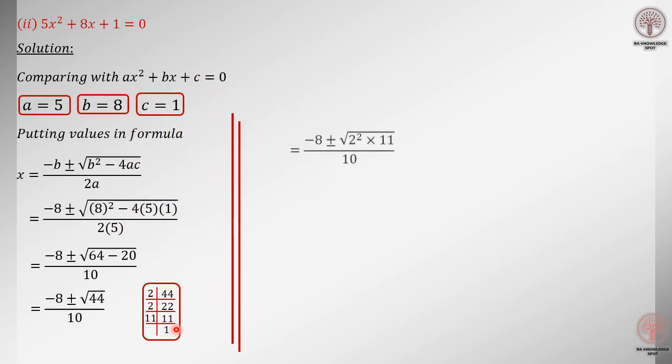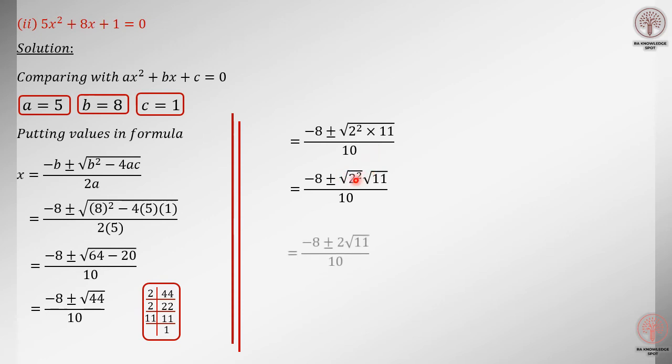After that, minus 8 is as it is. Now how many 2s do we have? We have 2 2s. We are going to put a square on it. And 11 is a lone number. In 9th class, in the second chapter, you have read the properties of radicals, that you can separate the square root using that property that you have learned in class 9. We are going to separate. After separation, there will be a cancellation. You will get only 11.